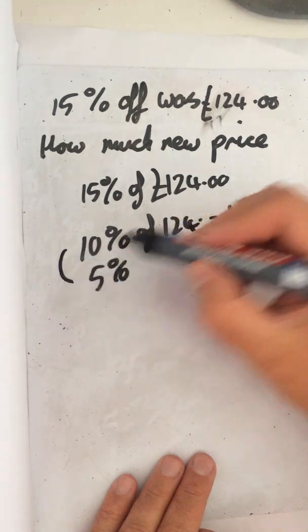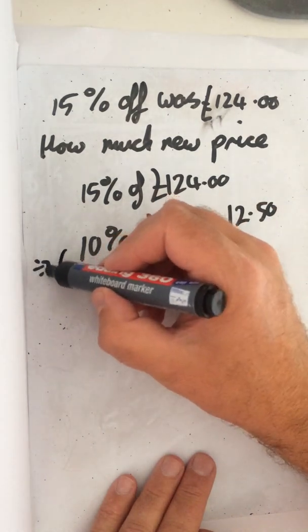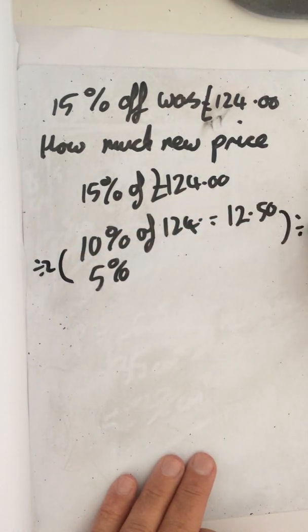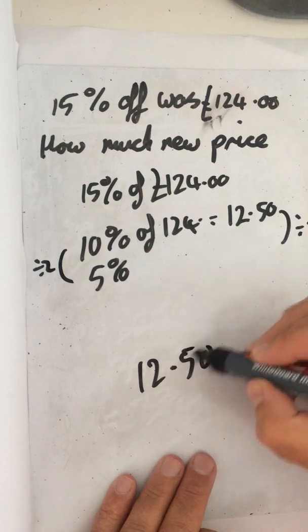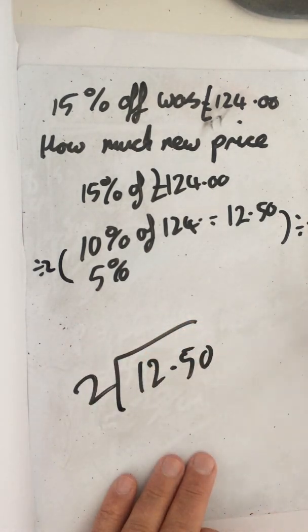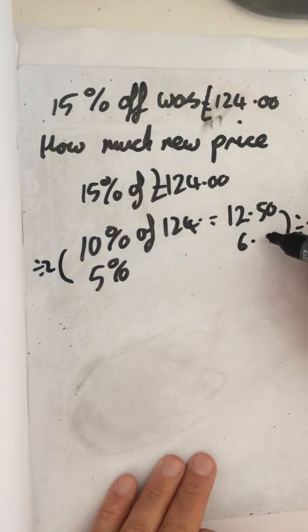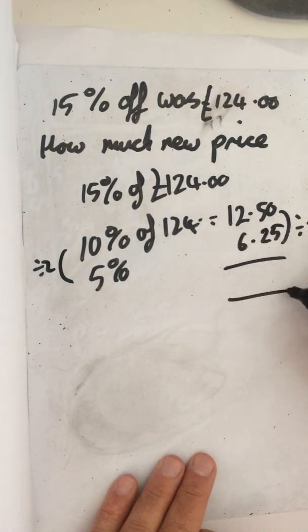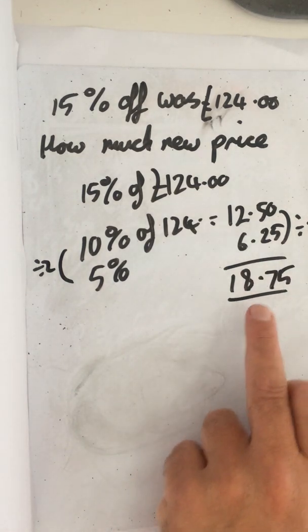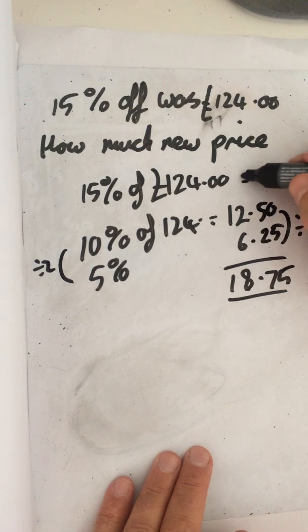Then I need to find 5%. So remember, from there to there, I'm just dividing by 2, and I'm halving. So I have to halve this here, so half of £12.40. If you need to, just divide it by 2 to find half of something. It'll be £6.20. I add those together and I've got £18.60. So that tells me 15% of £124 is £18.60, but that's not me done.